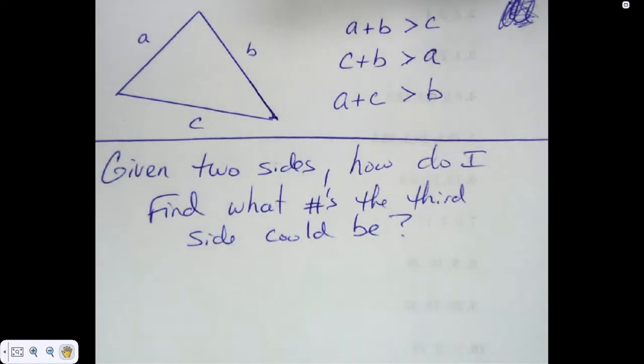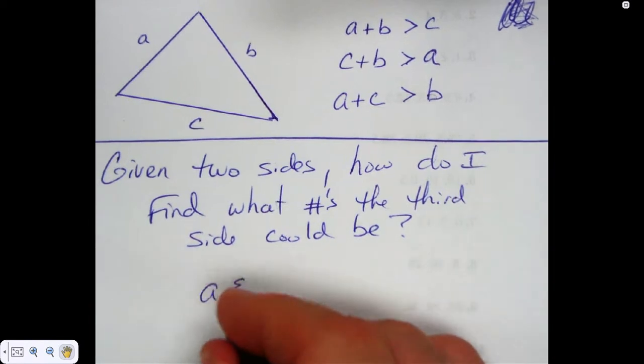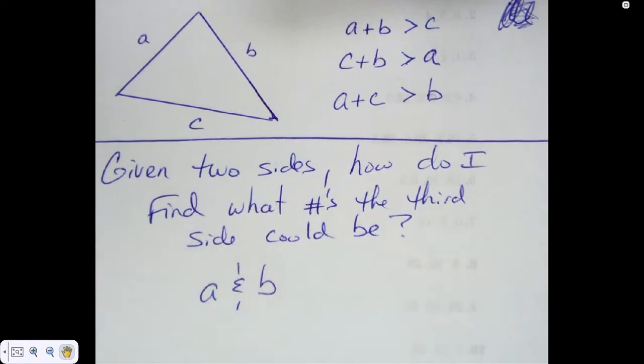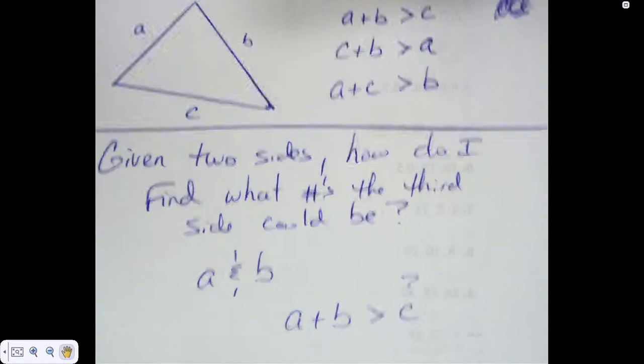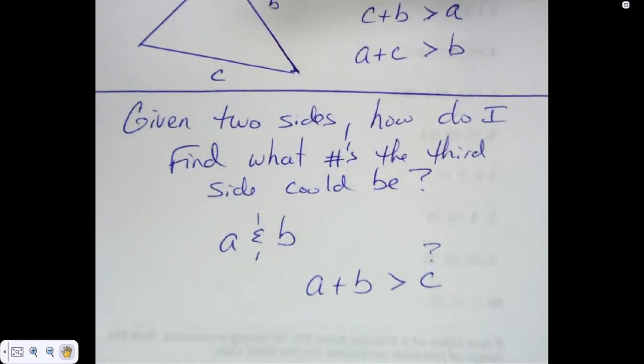Well, if I gave you two numbers for a triangle, if I gave you A and B, you know that A plus B has to be bigger than what? C, whatever the third one is that we're trying to find over here, right? Does everybody agree?